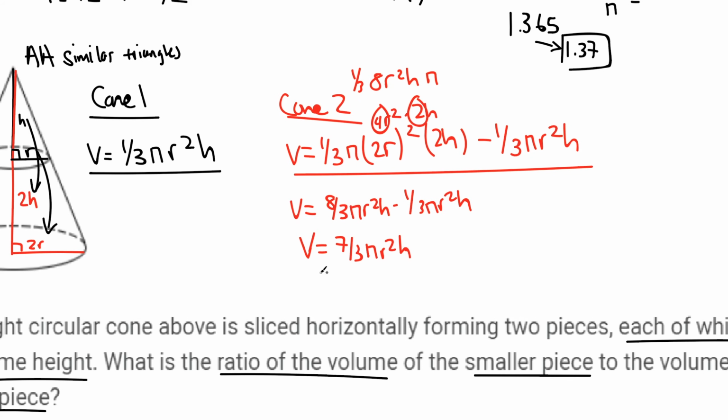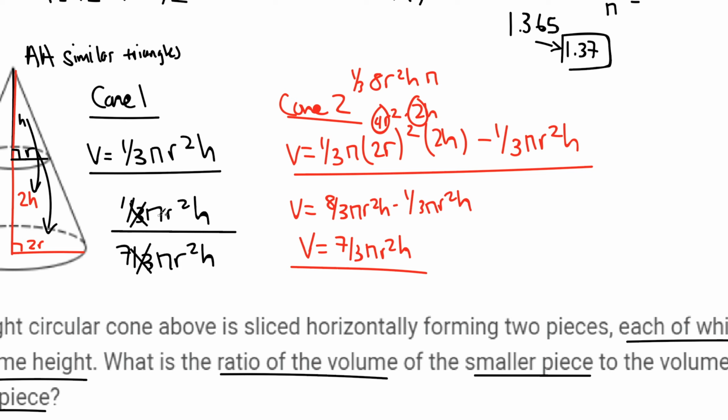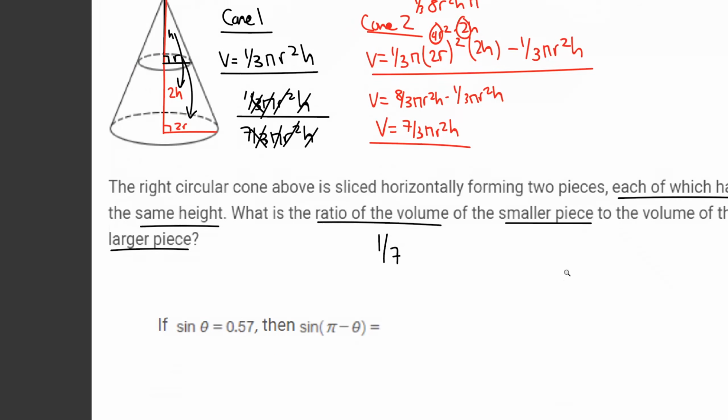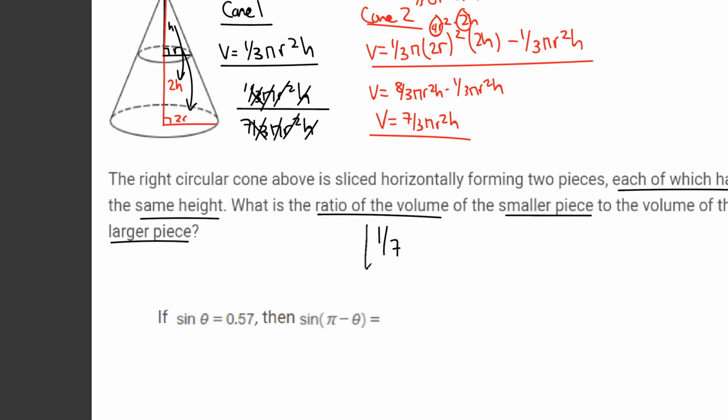And now it's going to ask us for the ratio. So what we're going to do is put the smaller one over the bigger one. Okay, they're both being divided by 3, so we can just cross that out. Pi's cancel, r squared cancels, and we also have that h that cancels. So the ratio of the volume is going to be 1/7 in terms of the smaller piece to the volume of the bigger piece. And that's our answer.